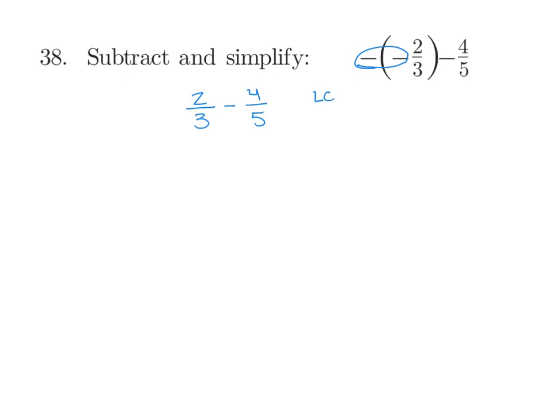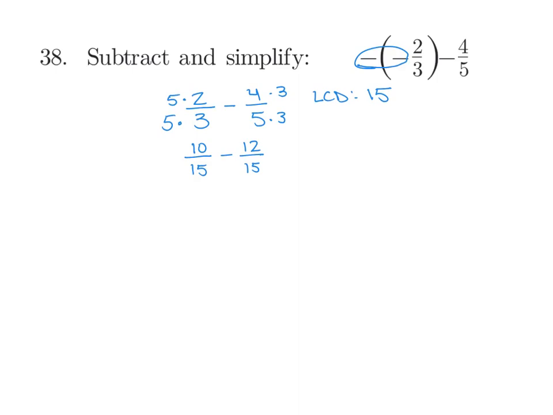My LCD, the smallest number divisible by 3 and 5 is 15. First fraction, I'm going to multiply by 5 to get from 3 to 15. Second fraction, I'm going to multiply by 3 to get from 5 to 15. So we get 10 over 15 minus 12 over 15.